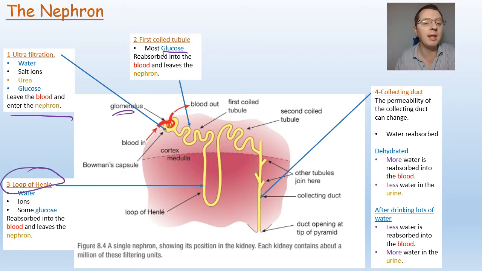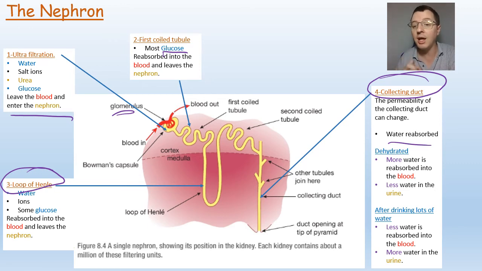The third section is the loop of Henle. And in the loop of Henle, water, ions and some glucose will be reabsorbed into the blood, leaving the nephron. The final section that we need to know about is the collecting duct. Now, the permeability of the collecting duct can change depending on hormones released by the pituitary gland. And this will depend on how much water you have in your body at any one time.